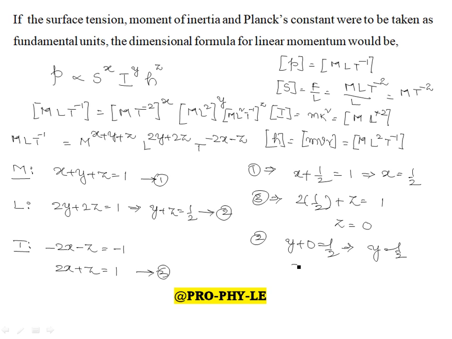Now the momentum can be expressed as surface tension power x, so S power of half, moment of inertia power y, that is I power of half, and Planck's constant power z, so h power of 0. So this is the corresponding dimensional formula for momentum in terms of the given quantities. Now let's check the next question.